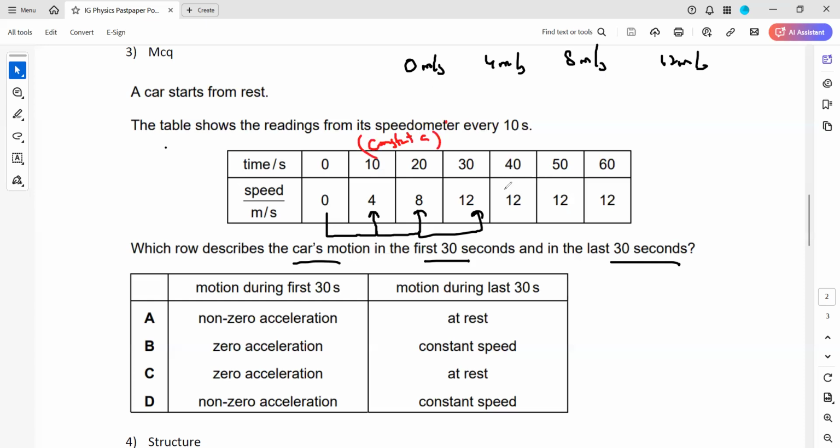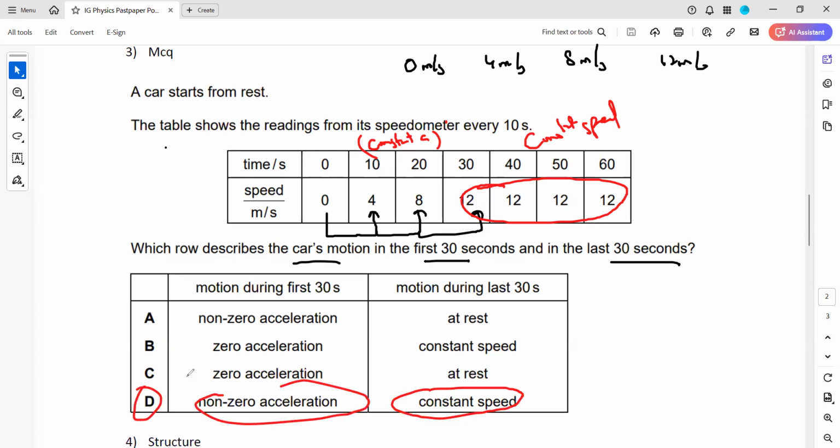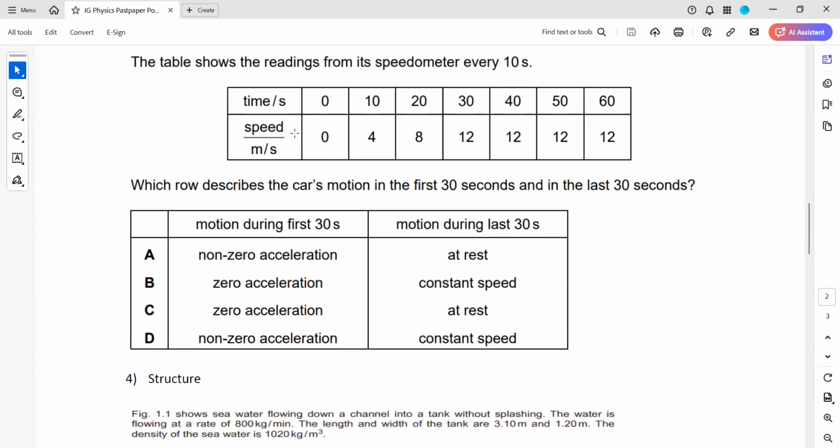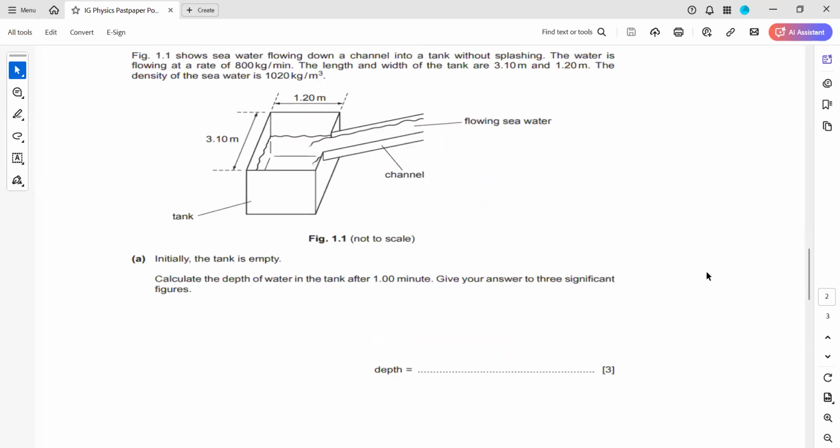But then from 30 to 60, the last 30 seconds, the speed is not changing. So we can say it is moving at a constant speed. So constant speed and non-zero acceleration, that's why D is the right answer. So for 1, 2, 3, the answer is D.